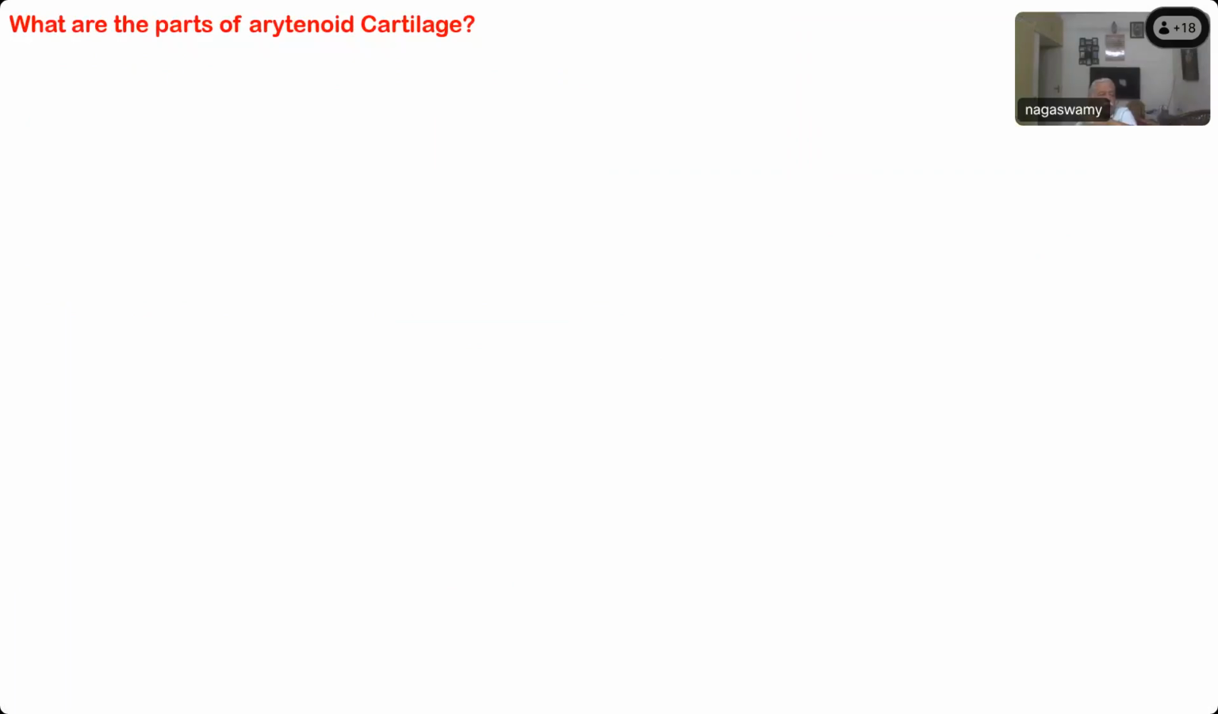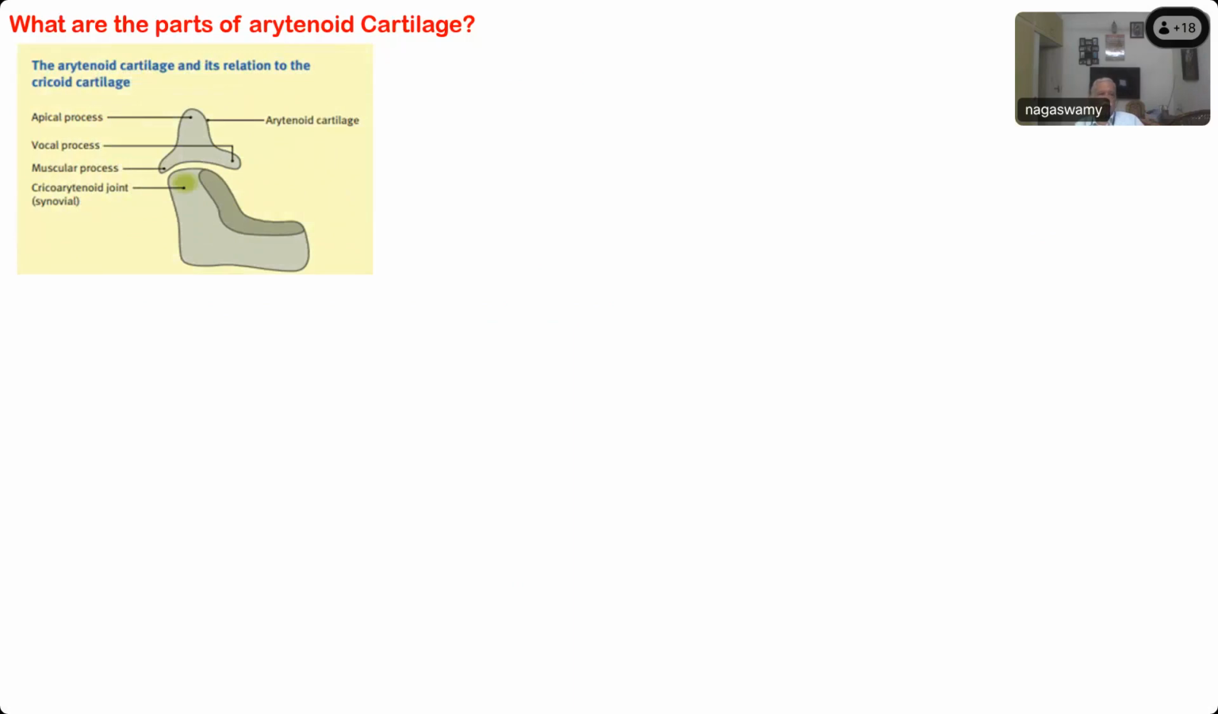How do you describe the parts? All of you have been seeing the pictures. It is almost like a pyramid-shaped thing, with an almost triangular process. So it has three processes, the same picture which I showed you: an apical process, a muscular process and a vocal process. So this is how the arytenoid cartilage looks. It articulates with the cricoid cartilage below, forming a synovial type of joint.